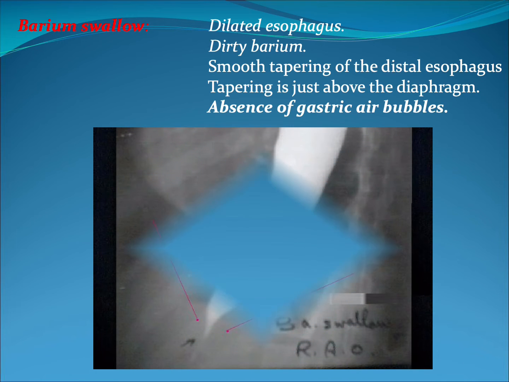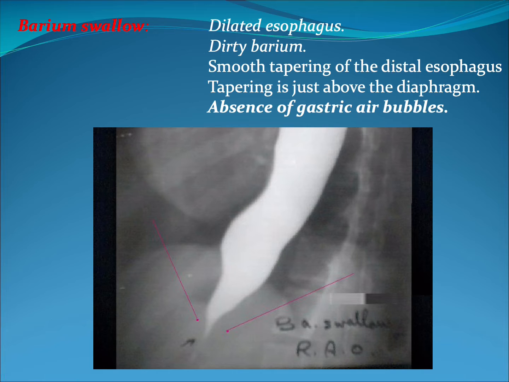So if we did a barium swallow, which is a useful initial diagnostic tool to assess the esophageal function and motility disorders, you will find a dilated esophagus, which we might also have irregularity of the density of the barium because of the food particles mixed with the barium. And there will be a smooth tapering in the distal esophagus just above the diaphragm, and there's no gastric bubble because the air is unable to enter the lower esophageal sphincter.